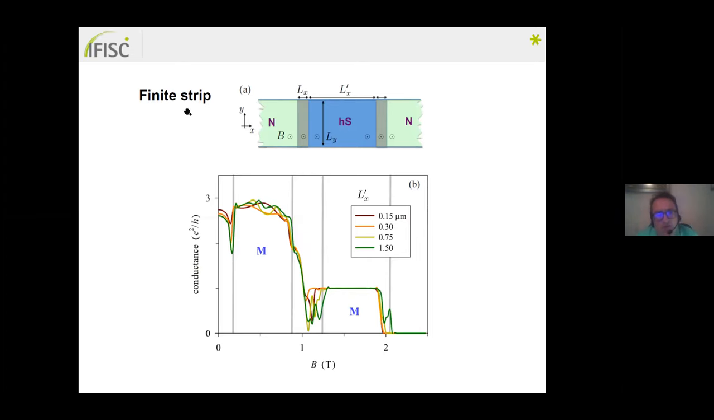We have also calculated the finite strip, the hybrid superconductor attached to two normal sites with a barrier at the interface, and the conductance shows similar behavior, with the formation of dips followed by higher values of conductance in the topological regions.